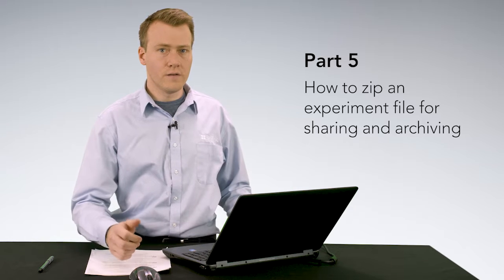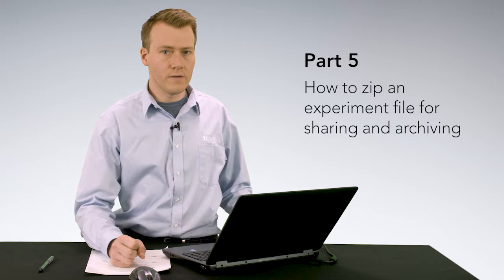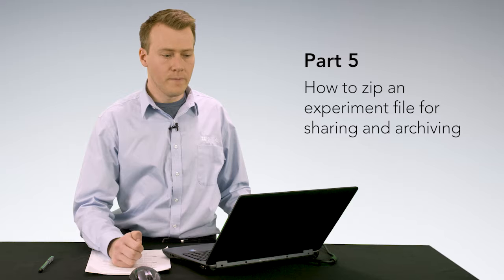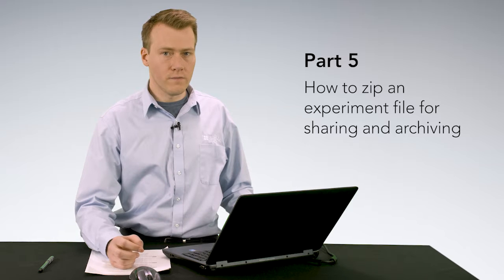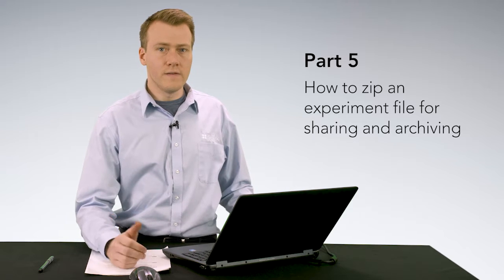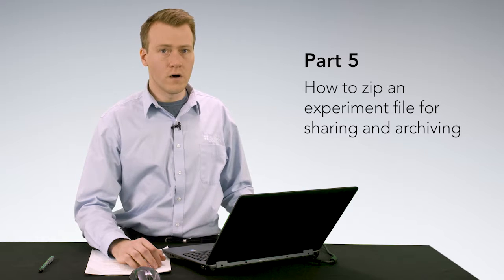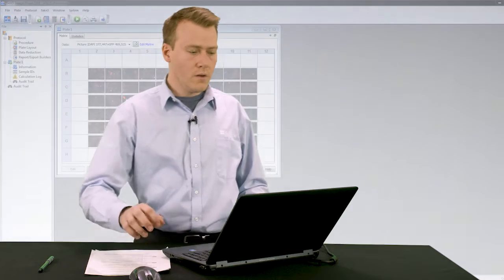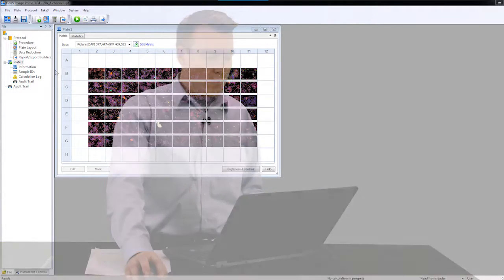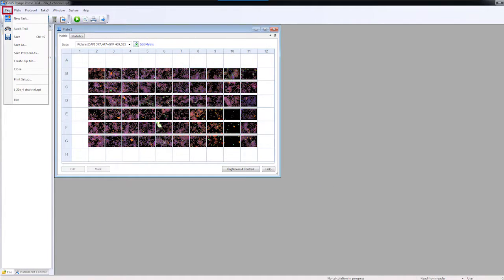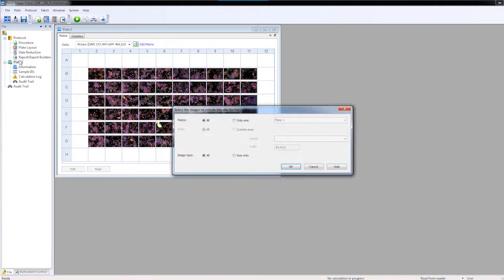In this section, I'll explain how to create a zip file that contains all of the images from an experiment and the experiment file itself. This feature makes it easy to share your image datasets with collaborators or archive your data. To use this feature, go to the File menu and select Create Zip File.